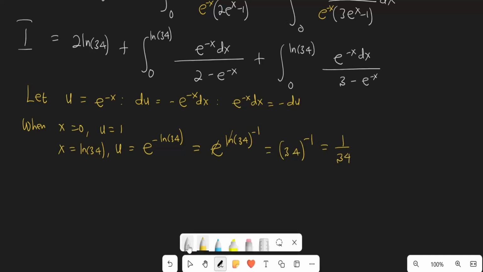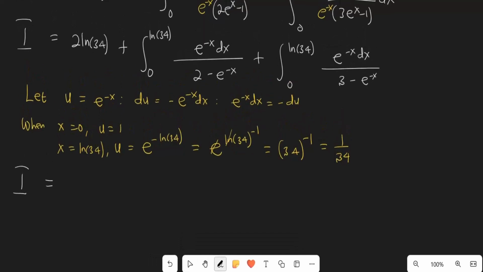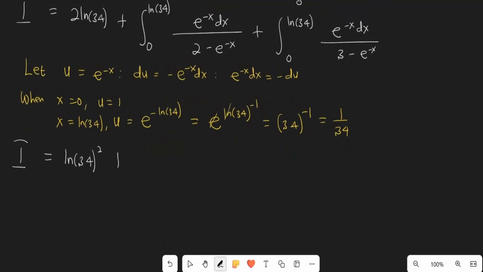So the upper limit for u is 1 over 34, and now the integrals in the u world are looking like this. This one, applying the power rule of logarithm, that is going to be ln 34 squared. It will be useful later on, plus the integral from 1 to 1 over 34. Those are the limits for integration for the variable u, and now e to the negative x dx is negative du. This is divided by 2 minus u, plus the integral from 1 to 1 over 34 of negative du, and this is divided by 3 minus u.